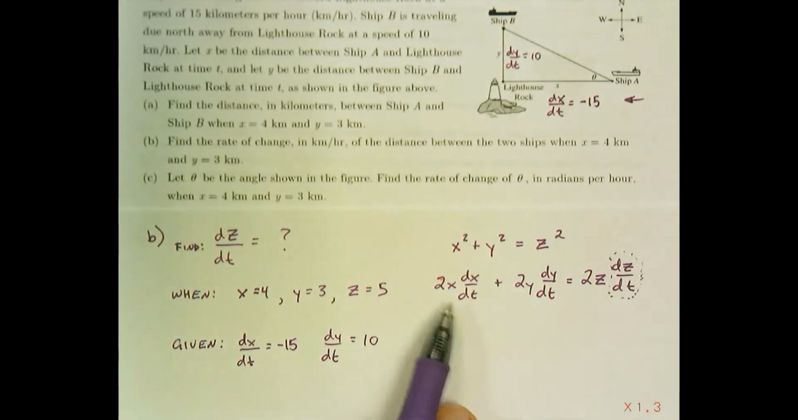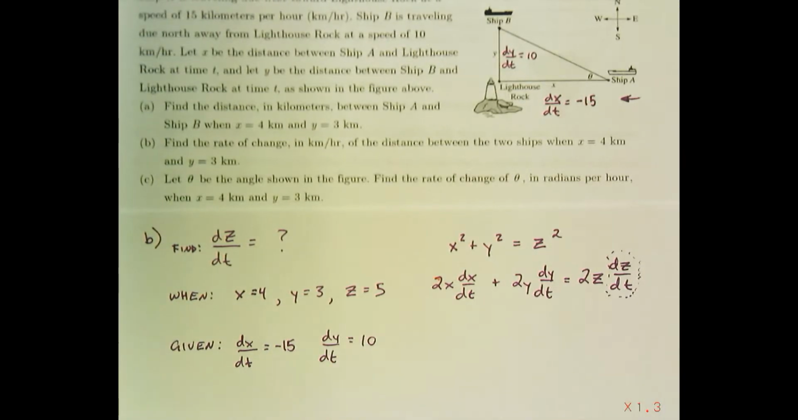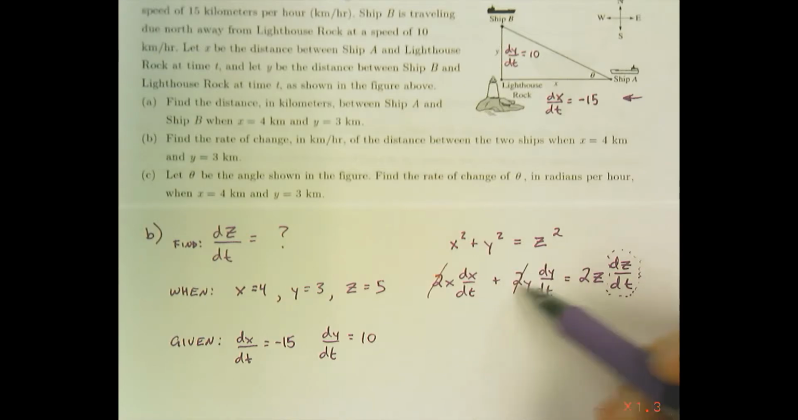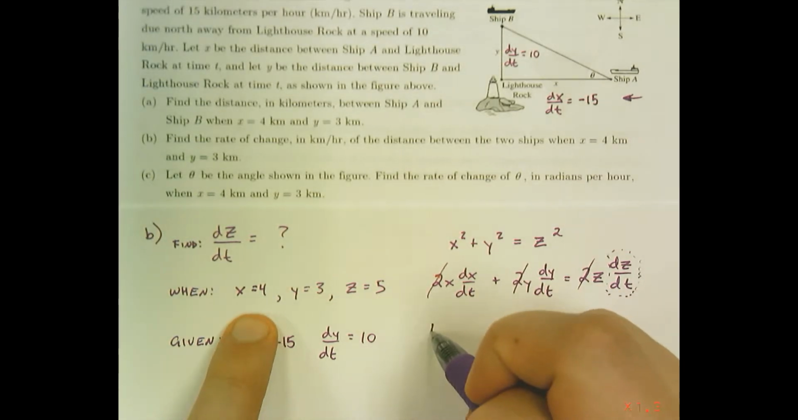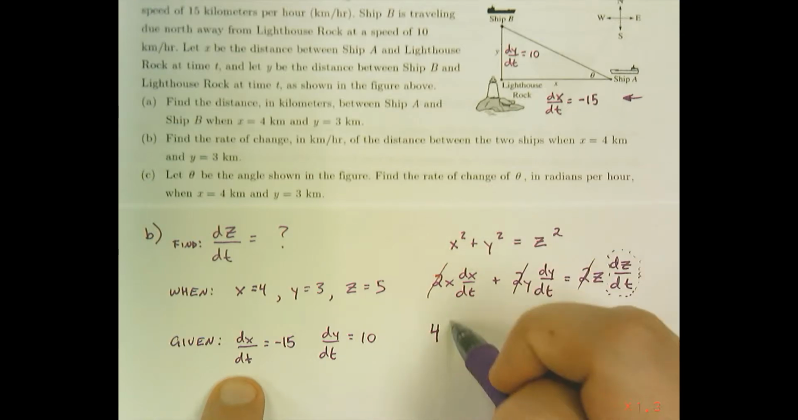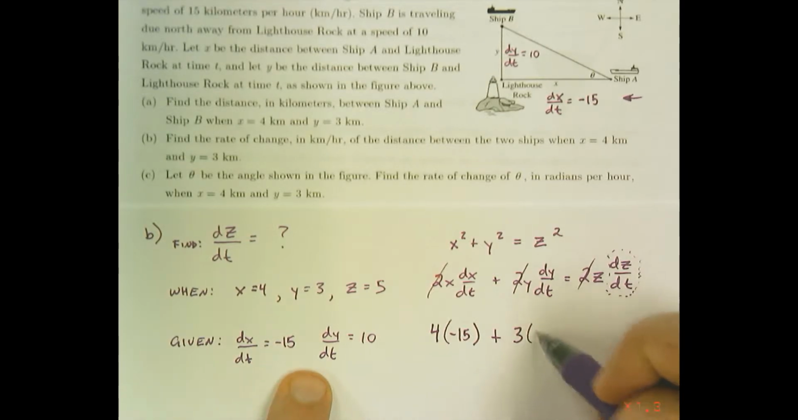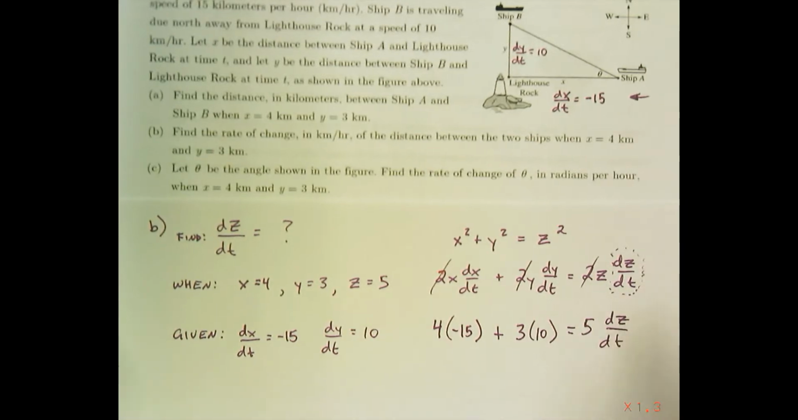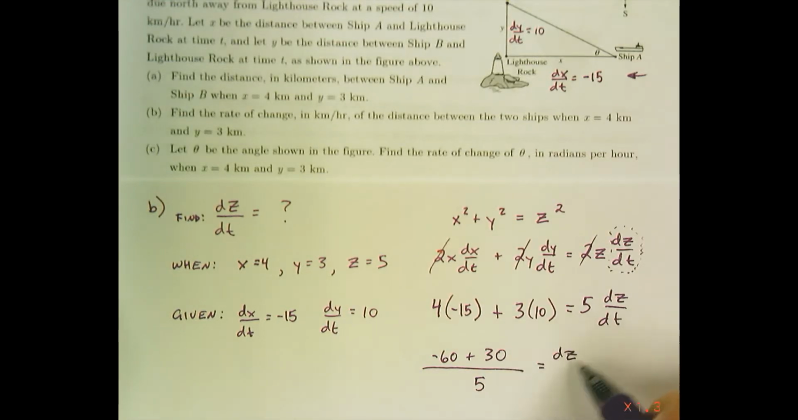So hopefully we have all of the information. We've got x, we've got dx dt, we've got y, and we've got dy dt, and we've got z. So all of our variables have assigned values. Some students will notice that these are all multiplied by 2, so we can cancel the 2 so that we're dealing with smaller numbers. It's not required, but it does make for smaller numbers. Then we go about substituting. X is 4, dx dt is negative 15, y is 3, dy dt is 10, z is 5, dz dt. So we get negative 60 plus 30 divided by 5 is dz dt.